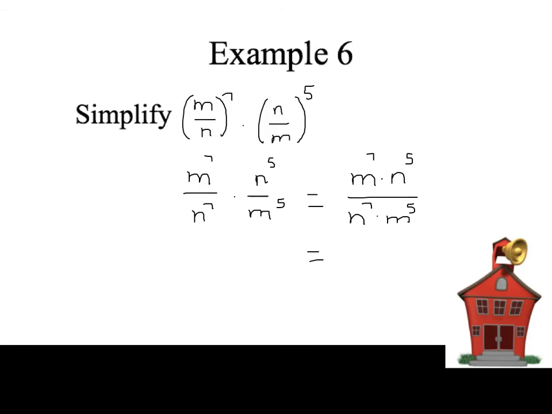Now if we apply our quotient rule, we take these variables that have the same base, and when you're dividing, you subtract their exponents. So I'll have m to the 7 minus 5, which is m squared. Do the same thing with my n's, and I'll get times n to the negative 2. Tomorrow we'll be learning about a negative exponent property, so there's one other possible answer there, but I'll hold off on showing you that until tomorrow.